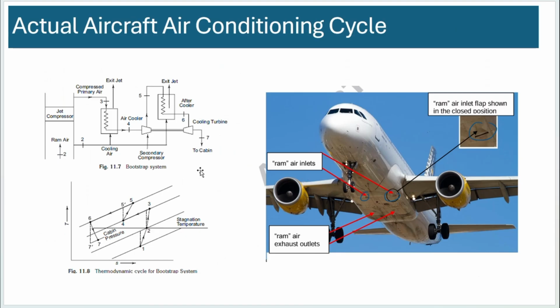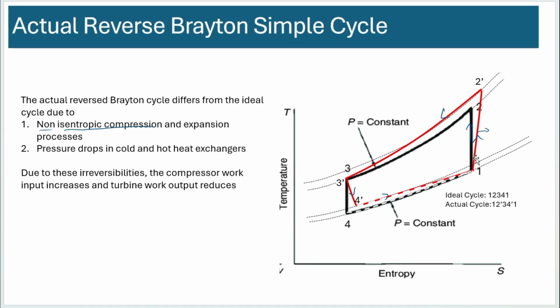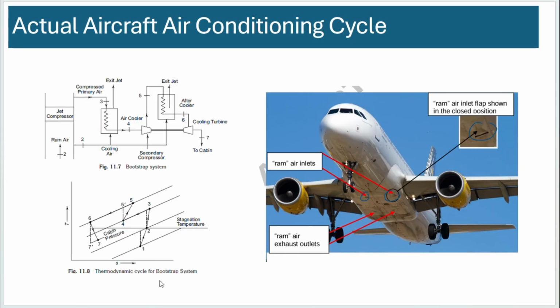Now, if you consider all these things happening, then the cycle is not exactly the Brayton cycle. You don't have a clean cycle like this. It's not one compression process. How many times do we have to compress? So imagine the state one is ambient, outside. Air is outside the plane.